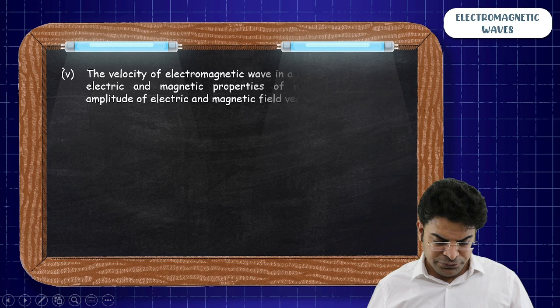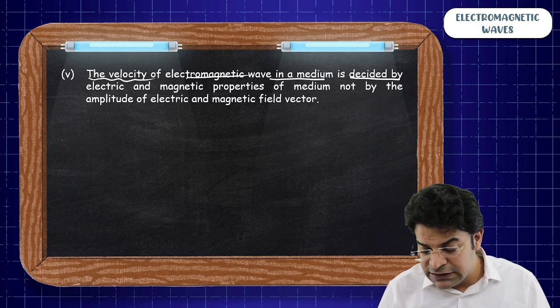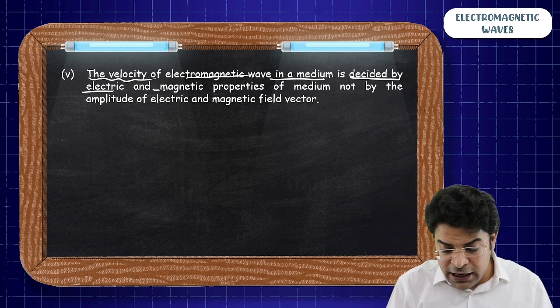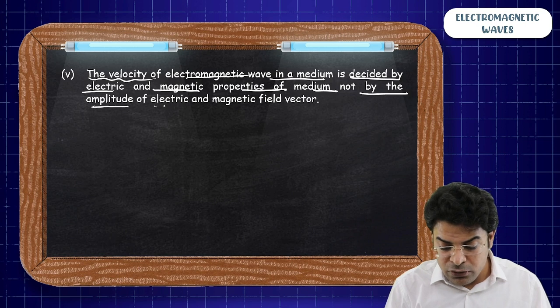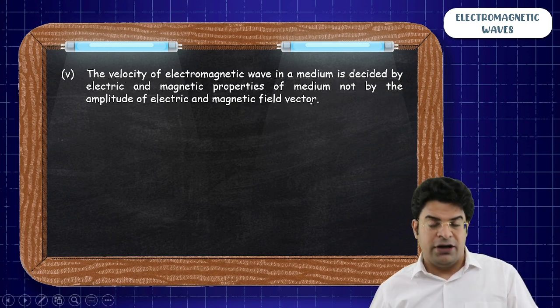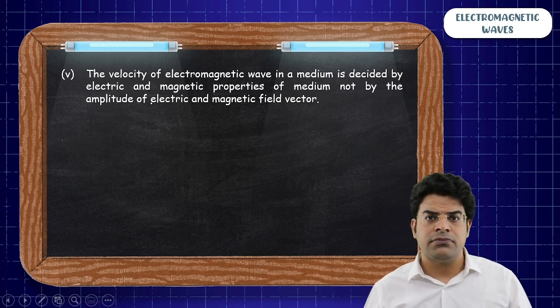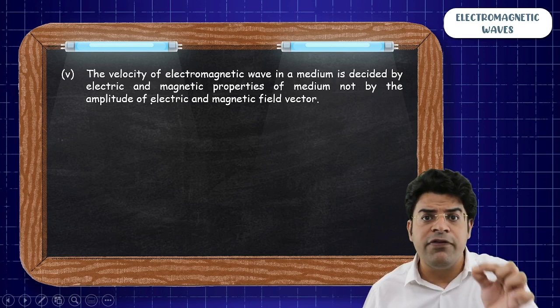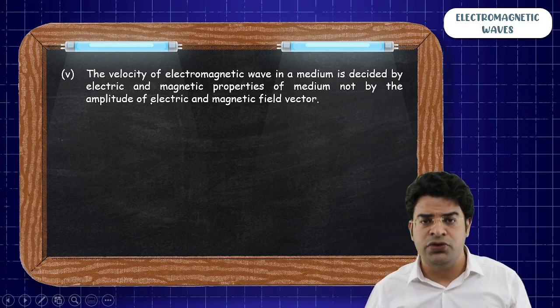Now moving on. The velocity of EM waves in a medium is decided by the electric and magnetic properties of the medium, not by the amplitude of the electric and magnetic field vectors. So I have said it many a time. The speed of a wave in a medium depends upon the medium. It does not depend upon the source.